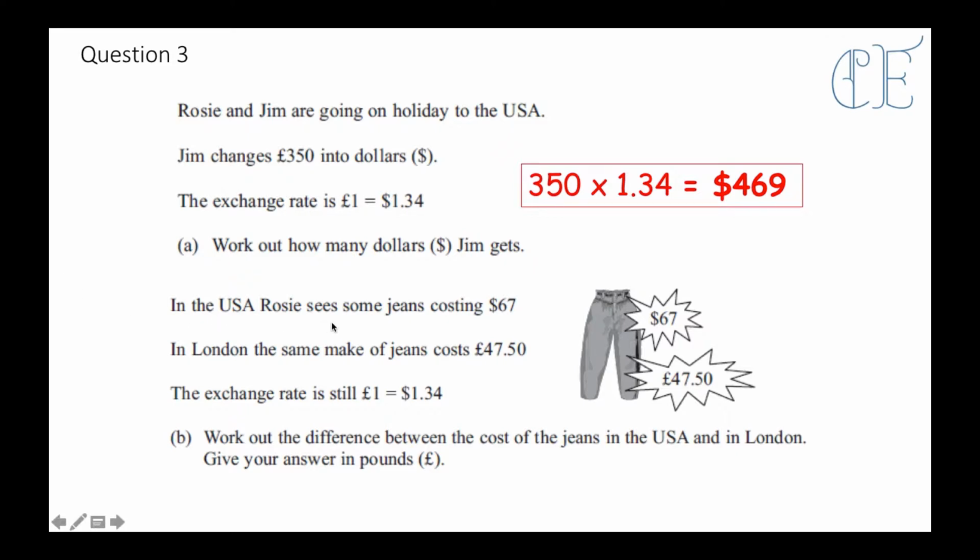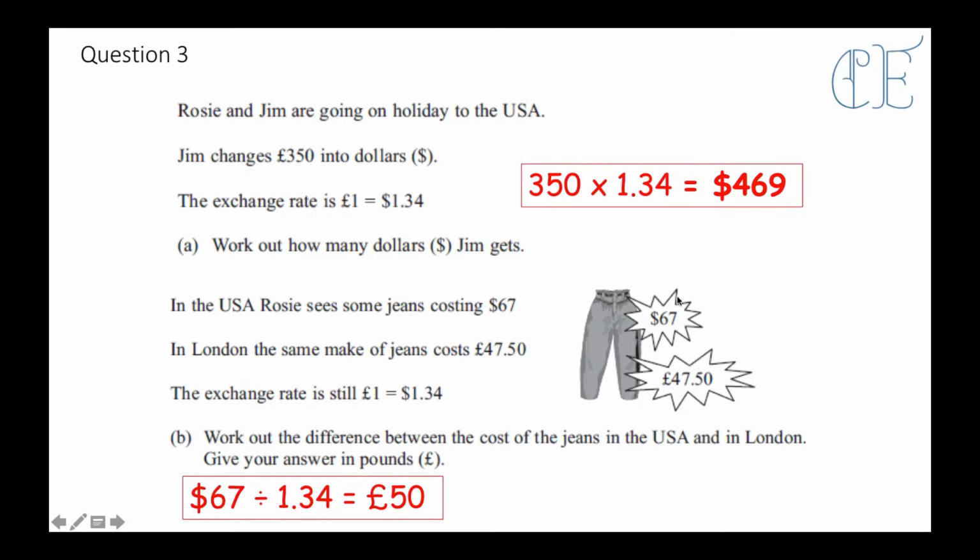In the USA, Rosie sees some jeans costing $67. In London, the same make of jeans costs £47.50. The exchange rate is still £1 equals $1.34. Work out the difference between the cost of the jeans in the USA and in London. Give your answer in pounds. So because it's asking for the number in pounds, we know that we want to change this $67 to pounds. Okay, so I know, just giving you the answer, but I know that this one's already in pounds. So if I change this to pounds, I can compare them. And also it wants my answer in pounds, so it just makes more sense.